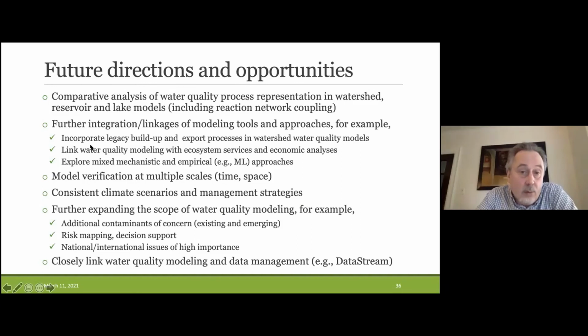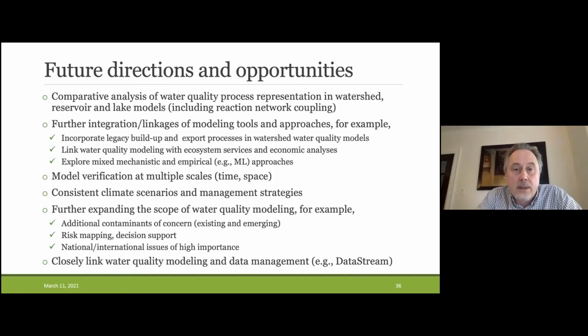There's certainly scope for further integration and linkages of modeling tools and approaches. For instance, incorporating legacy build-up and export processes in watershed water quality models. So explicitly taking into account that we had historical buildup of legacies that are now still influencing export from the landscape to river systems and ultimately to reservoirs and lakes.